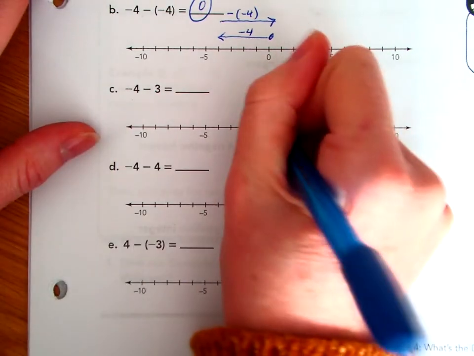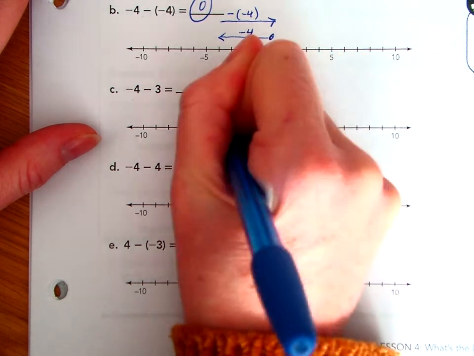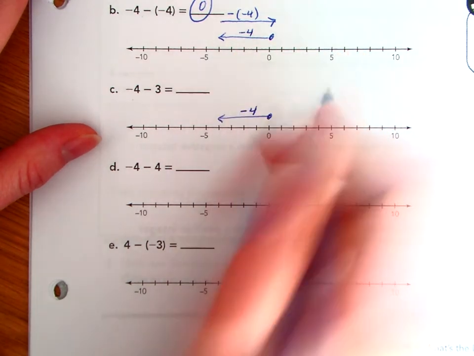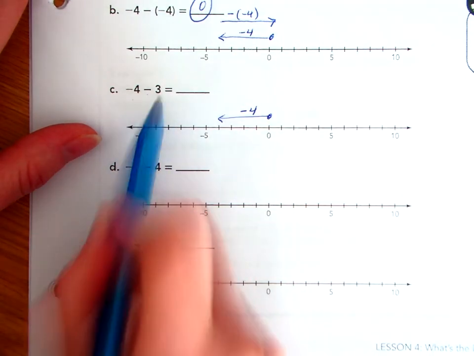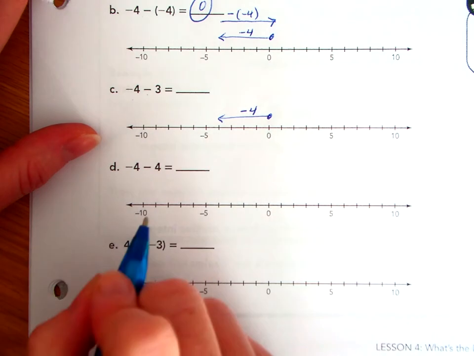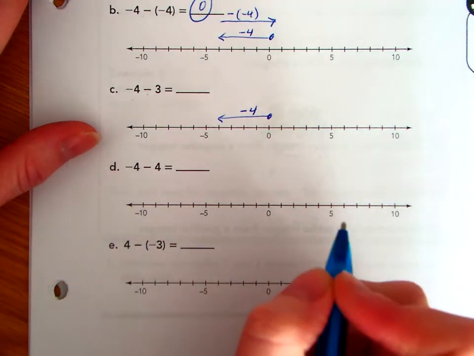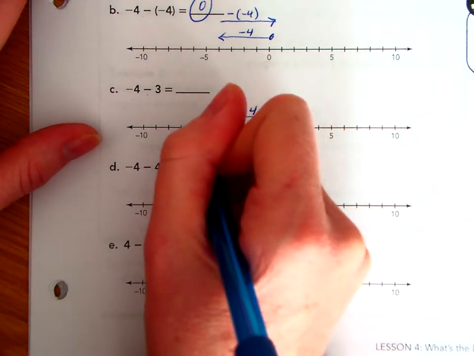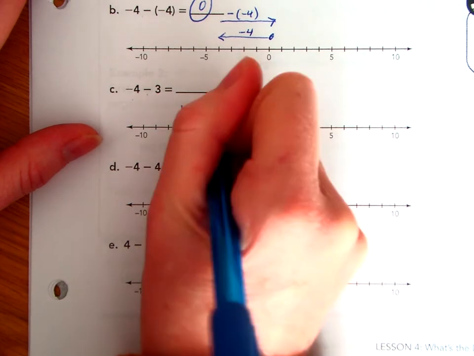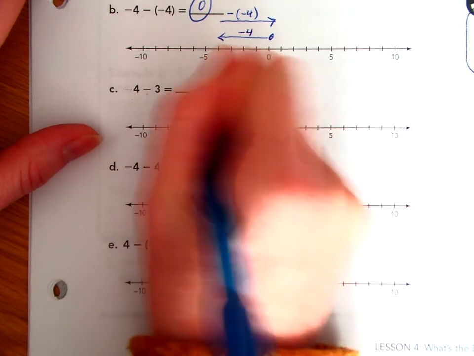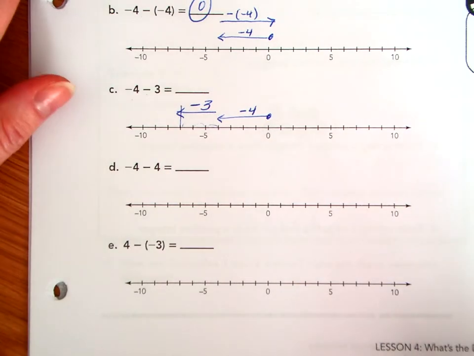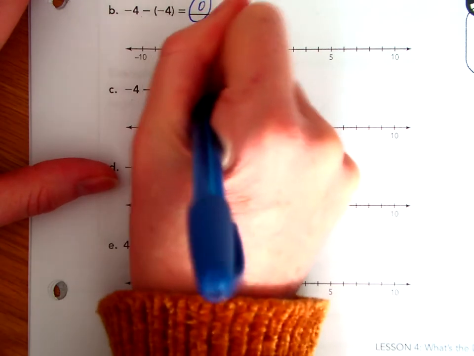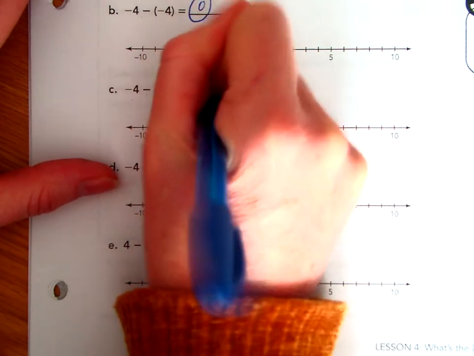Negative 4. You're going to go left, negative 4. 4 units left. Go the opposite of positive 3. Positive 3 would go to the right. The opposite of the right is the left. 3, I'm going to land here, so I'm going to go the opposite of positive 3. Where does that put us? If you said negative 7, you are correct.